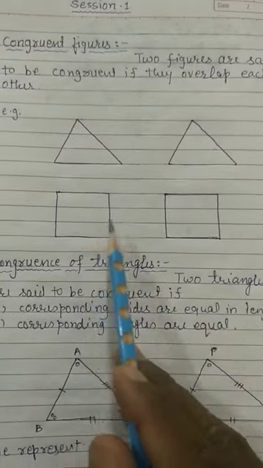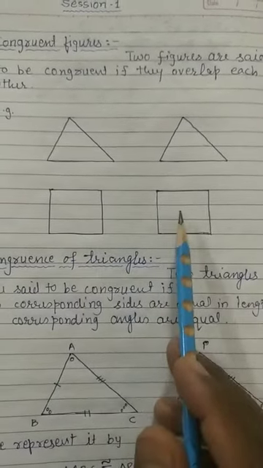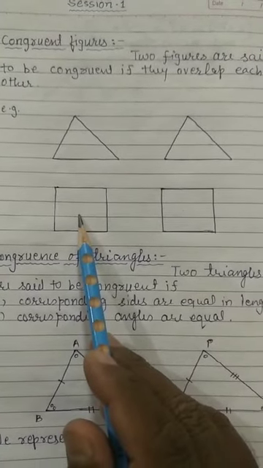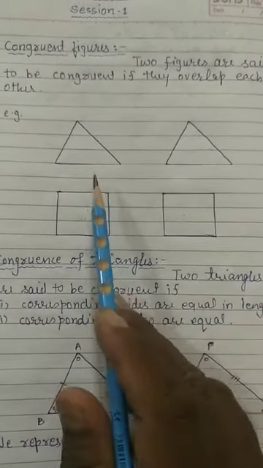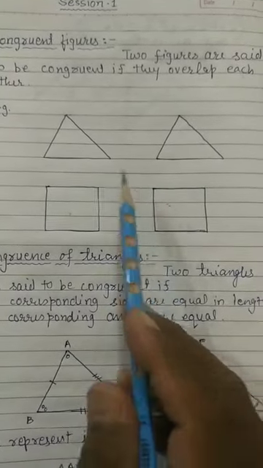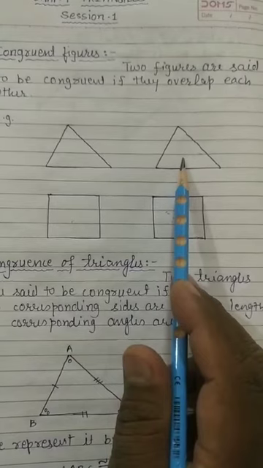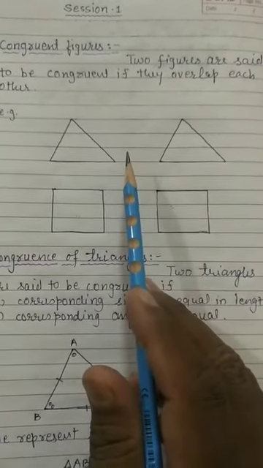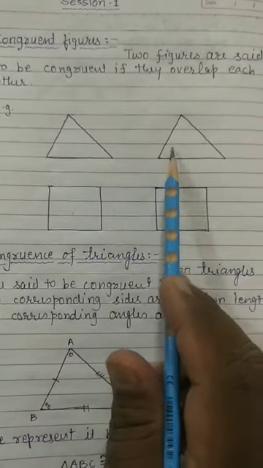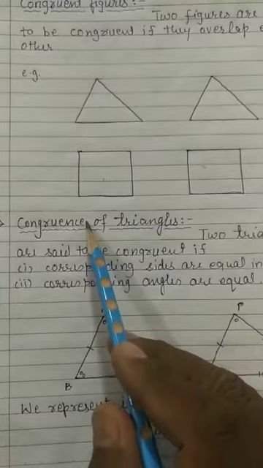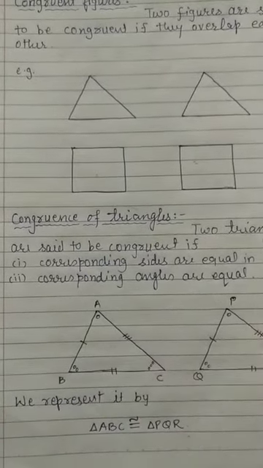Okay, similarly two squares are made here. If you put this square on this, both of them overlap each other, so we can say these figures are congruent figures. These two squares are congruent as well as these two triangles are congruent. So basically you can say congruent figures means same figures, right? Okay, now congruence of triangles.